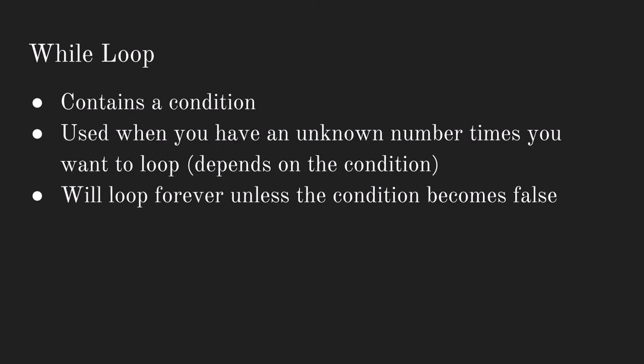So as I said before, it contains a condition such as a is less than 10 or i is greater than or equal to 2. It's used when you have an unknown number of times that you want to loop, and it depends on the condition. Whereas in the for loop, you tend to know how many times you want to loop. For while loops, you usually use it when you do not know how many times you want to loop, and it really depends on whether that condition is met or not. And a while loop will loop on forever unless the condition becomes false or is somehow not met.